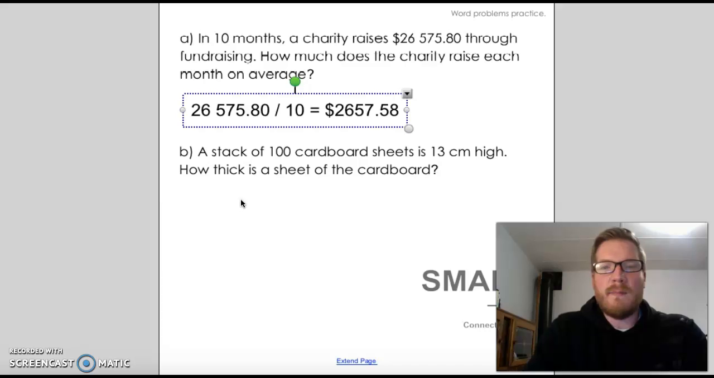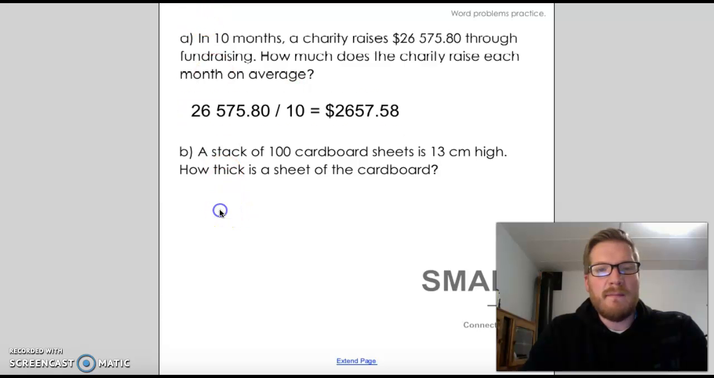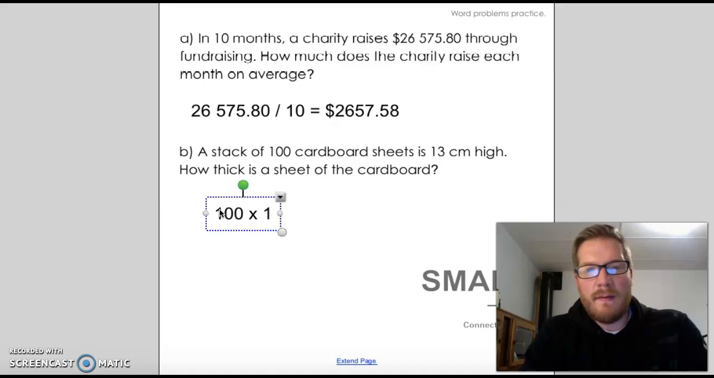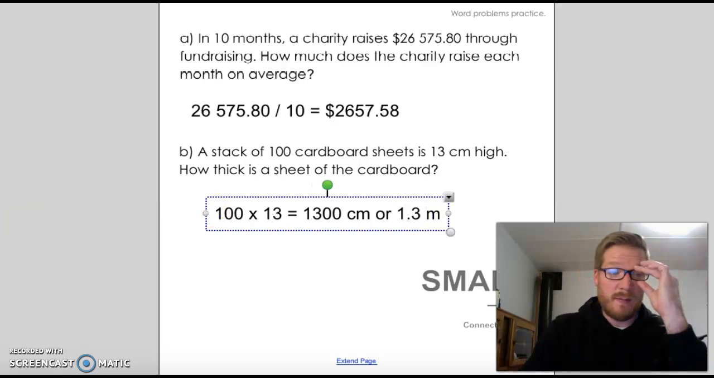A stack of 100 cardboard sheets is 13 centimeters high. How thick is a sheet of cardboard? So again, that is going to be 100 times 13 centimeters. And so again, we move it two places to the right. So it's going to give us 1,300 centimeters, or just to throw in a wrench, 1.3 meters. But that has to do with unit conversion, so don't worry about that one too much.